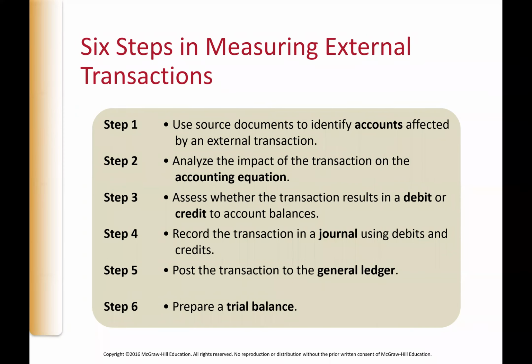We're going to use what we call source documents that identify the accounts affected. And then we're going to look and see how it affected the accounting equation. Are they assets? Are they liabilities? Stockholders' equity? Then we're going to talk more about what's called a debit and a credit. We'll look into journal entries, then we'll post the transactions and ultimately prepare a trial balance. These are all the steps, or the first grouping of steps involved. So measuring external transactions.